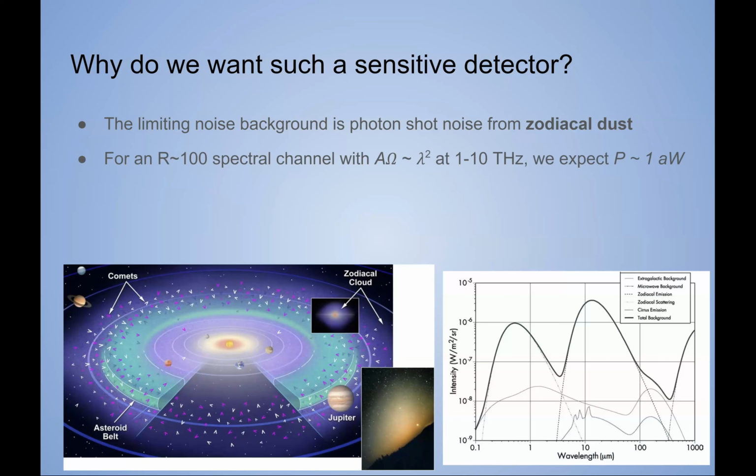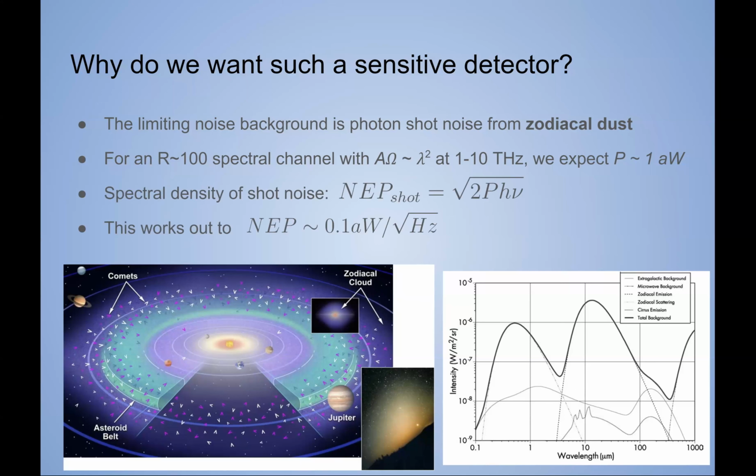First thing we need to know is how much power we're actually getting. That's pretty well modeled and projected here. So for standard spectrometer channel parameters, at 1 to 10 terahertz, we get an attowatt, that's 10 to the minus 18 watts of power, which is tiny. And then the shot noise, which I'll explain this formula a bit later: you plug in the power, you plug in the photon frequency, and you get an NEP of 0.1 attowatts per root hertz. So that is really hard to design a detector that is that sensitive, but we're going to try.